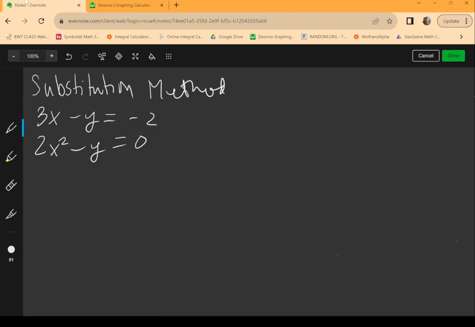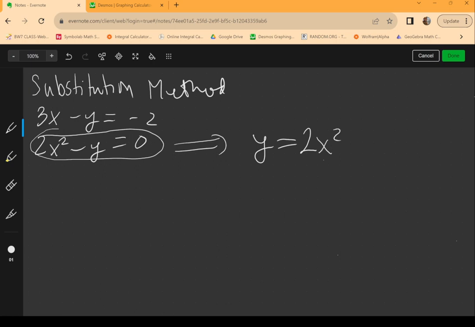All right, so we're going to use similar techniques that we used in the previous sections, substitution and elimination, right? So here we're going to find one of these to substitute into the other. One way we can do this is, if I bring y over to the other side, I can write this as y equals 2x squared. Okay. And now we can substitute into the first equation up here, right? So we have 3x, and instead of y, we get negative 2x squared equals negative 2.